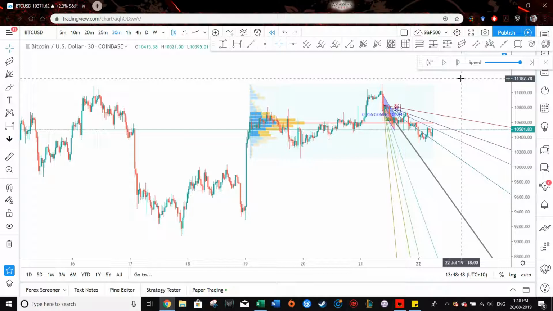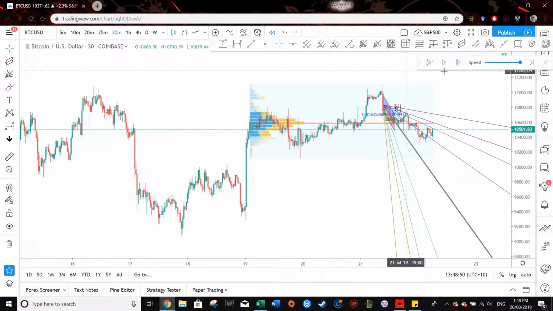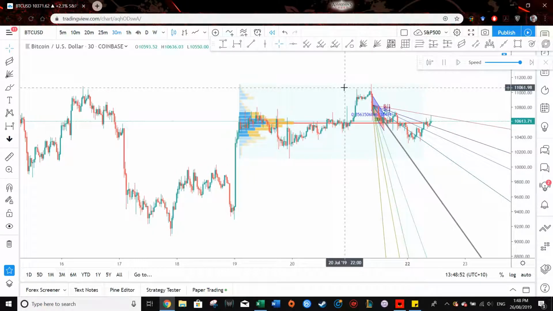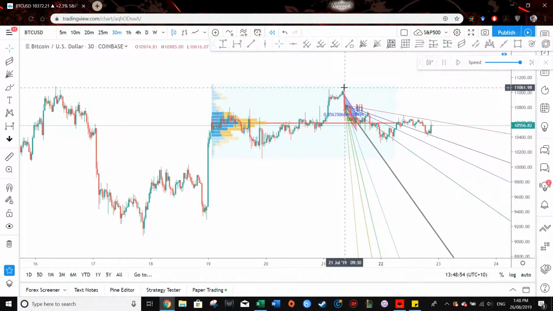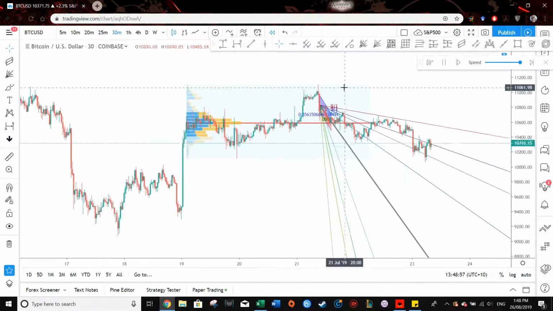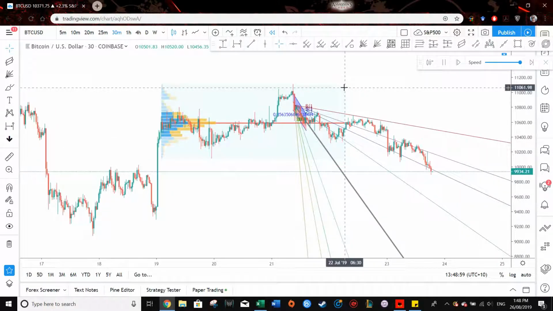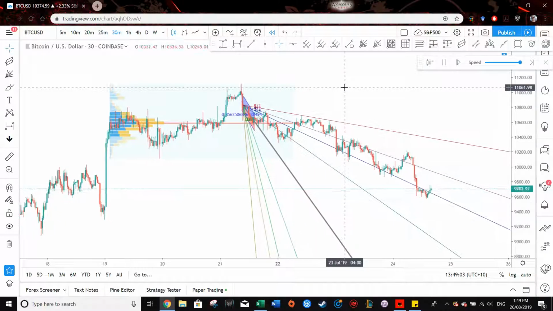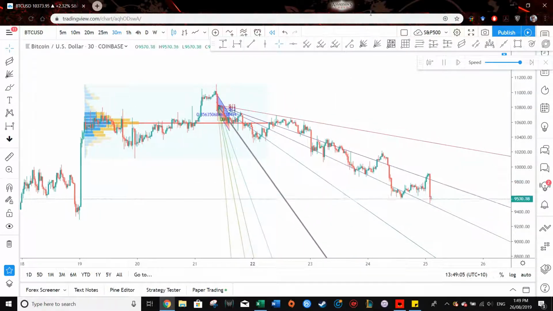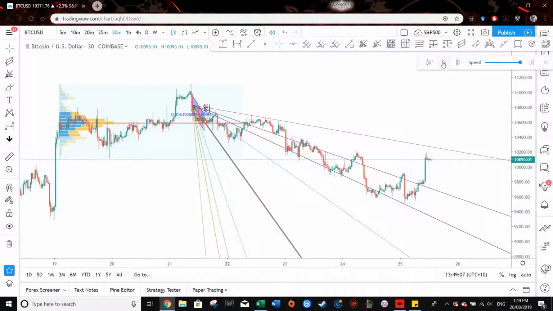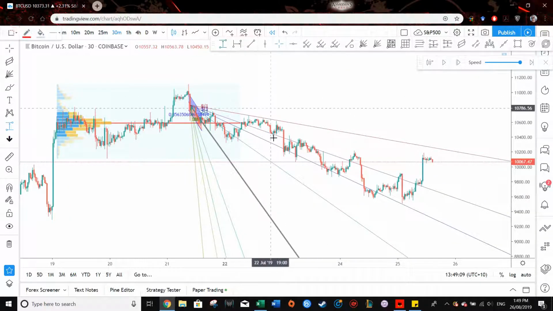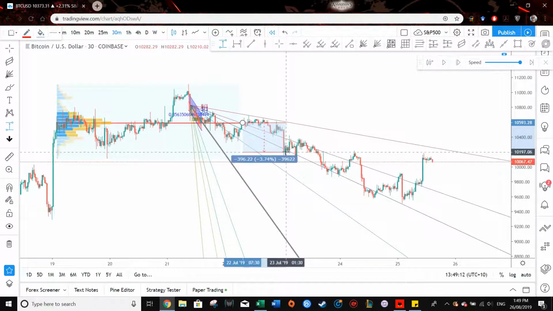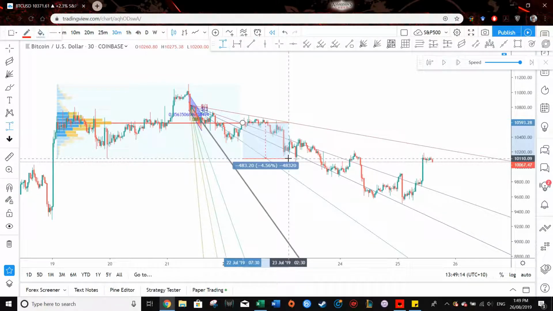Does anyone want to see anything else? An indicator, RSI, for whatever reason, if you want to put that up. Or do you just want to press play? Okay. So we were trading around here.